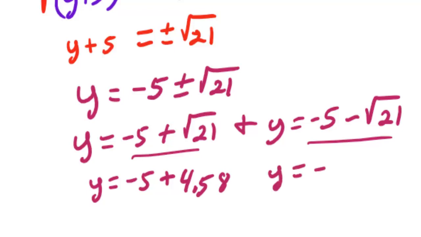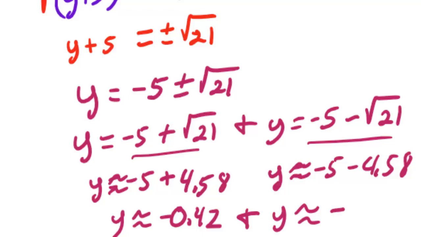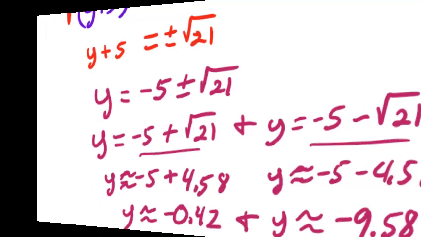So y is negative 5 plus or minus 4.58. Now our equal signs here, we should probably change them to this little squiggly line. That means approximately equal to. So this one would be y is approximately equal to negative 0.42 and y is approximately equal to negative 9.58, and there are two solutions.